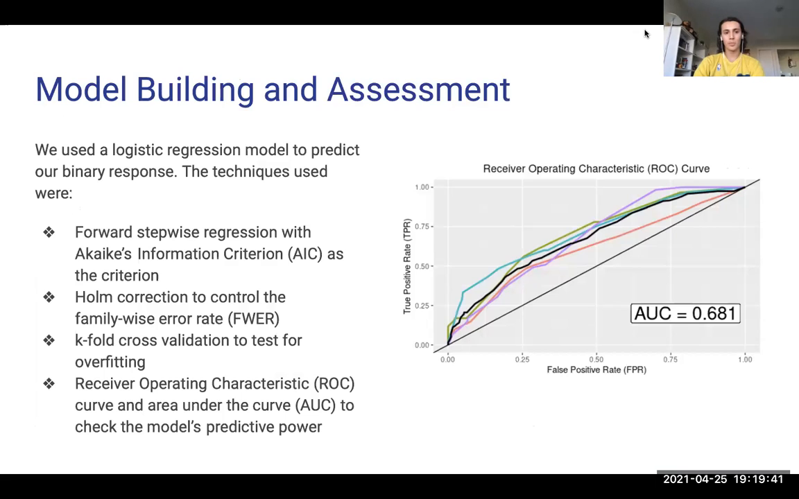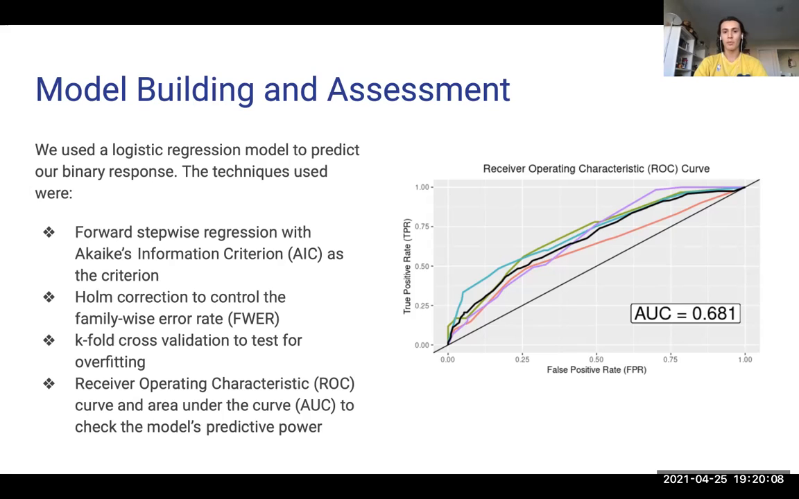Since our response variable was a binary variable, we decided to use a logistic regression. So our model was built using forward stepwise regression, using AIC as the criterion for variable inclusion. But since we knew that we were doing multiple comparisons, we checked for significance in each variable by using a Holm correction in order to control the family-wise error rate. Next, we used k-fold cross-validation with a k equal to 4 to make sure we weren't overfitting the data.